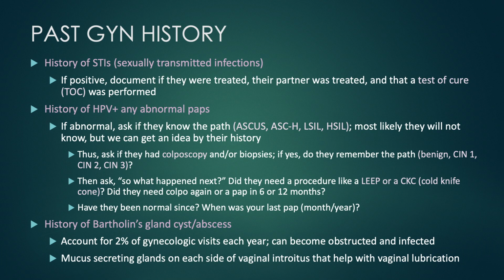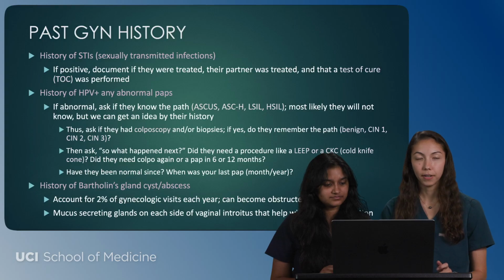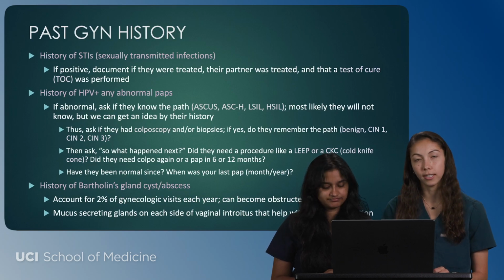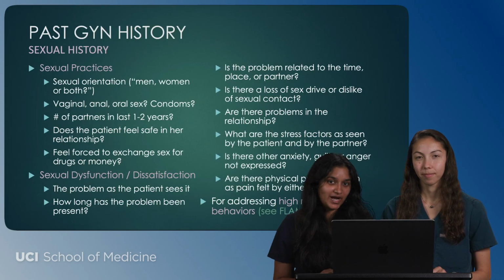And Bartholin gland cysts account for about 2% of GYN visits. And then some other phrases that you can use during your visual inspection are things such as, I do not visualize any lesions or rashes. Great. Let's go back to taking a history.